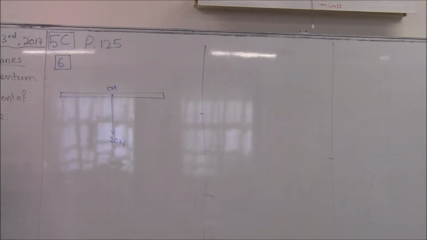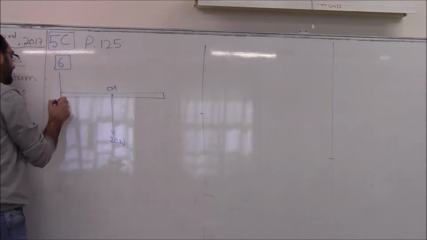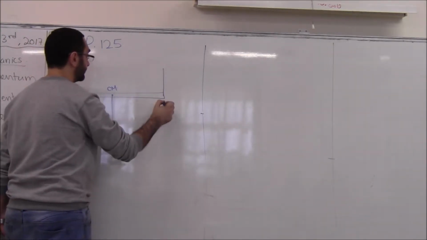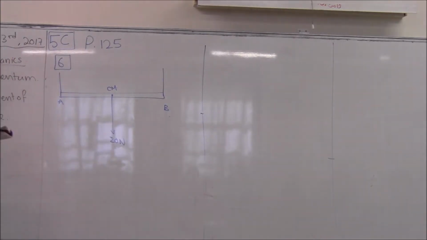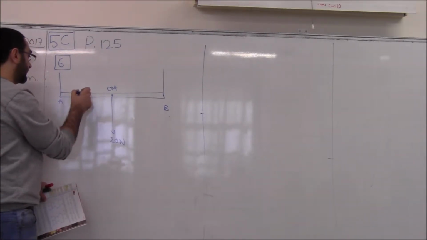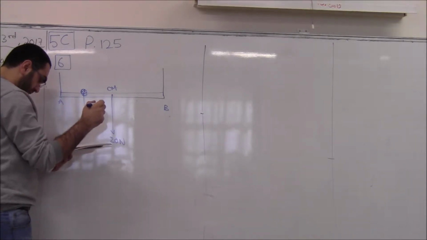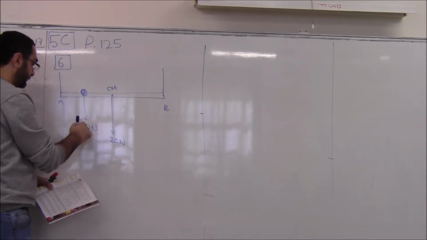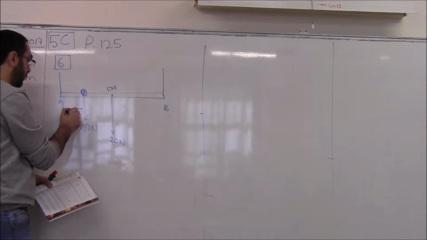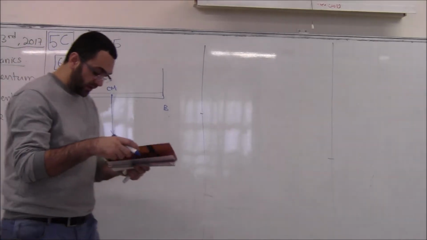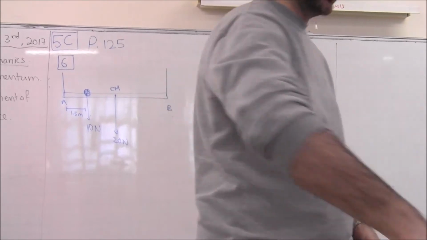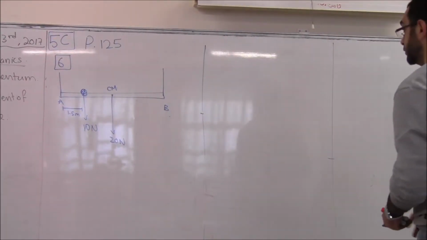The rod is suspended horizontally by 2 vertical strings attached at A and B. Here there is a string, and at B there is another string. A particle of weight 10 newtons is attached to the rod at point C, where AC is 1.5 meters. Here there is a particle of weight 10 newtons. Find the magnitude of the tensions in the 2 strings.